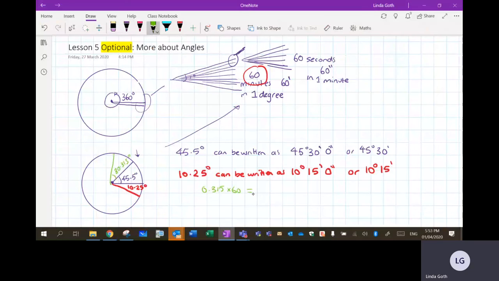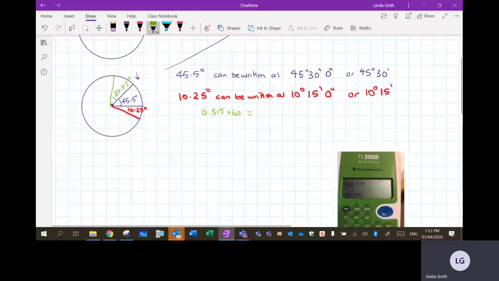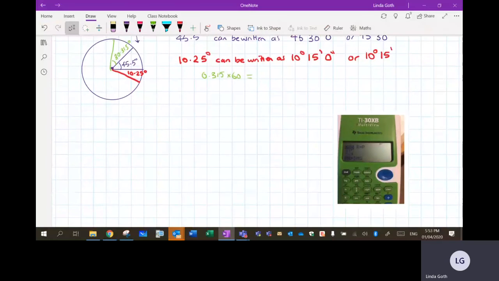Let's say you've got this green calculator. Now, if you don't have this green calculator, your calculator probably still does this. It's just a matter of finding a button. Sometimes the calculators have got a little button that actually looks like degrees, minutes, seconds, or something that says DMS on it, for degrees, minutes and seconds. But your green calculator, which most of you have got, your instructions are going to look like this.